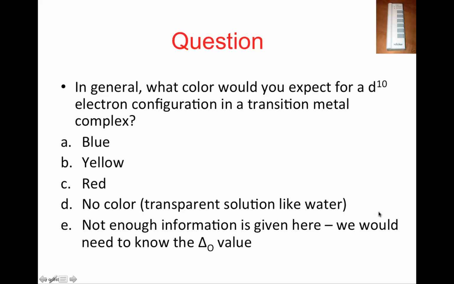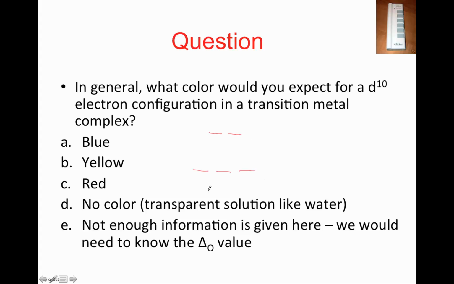So another good question right here. In general, what color would you expect for a d10 electron configuration in a transition metal complex? Okay, well, let's think about this. What color would you expect for a d10 electron configuration in a transition metal complex? Let's assume, since this is all we've talked about, that we have an octahedral complex. So we're told it's a complex. We'll assume that it's octahedral.